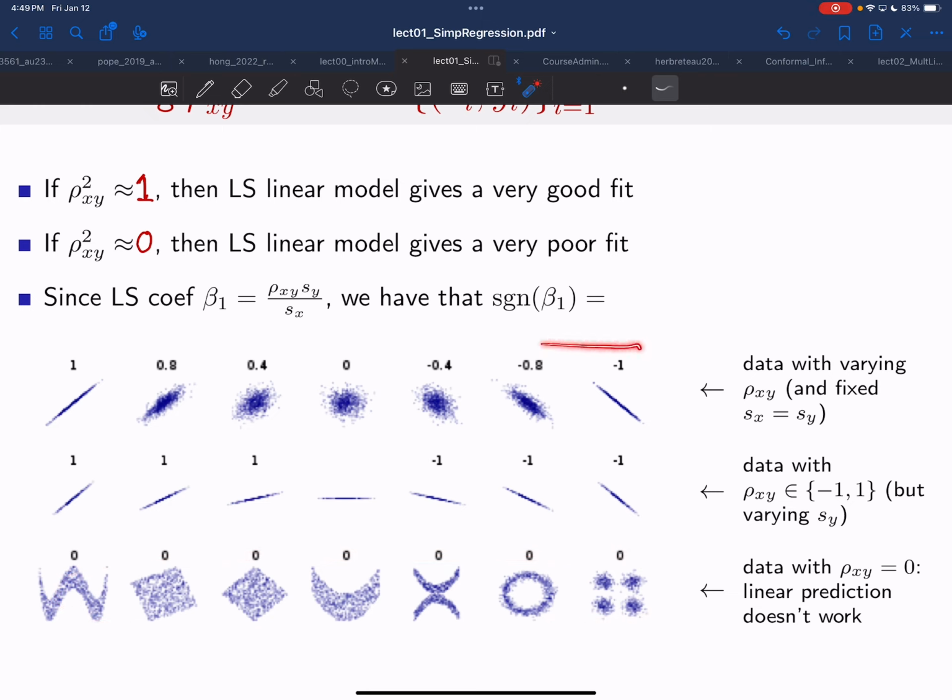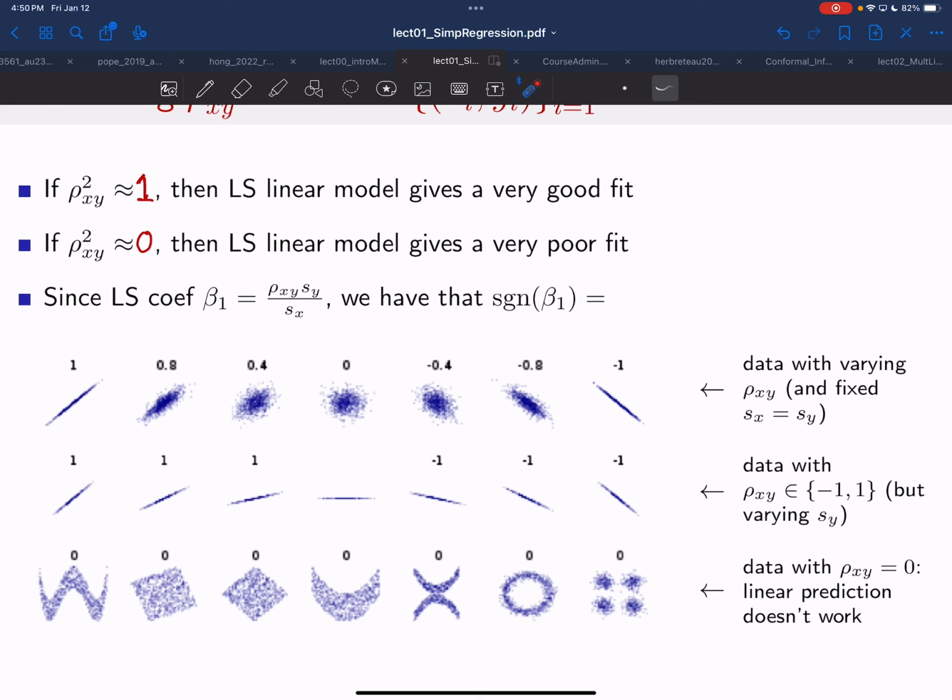Okay, so we saw this last lecture. We said that these extreme values of 1 and minus 1 happen when all your scatter plot points land on a line. So that is perfect prediction. We saw one example of this infinitely difficult data set where rho xy is 0, so r squared would be 0. So basically, linear regression couldn't do anything useful with this.